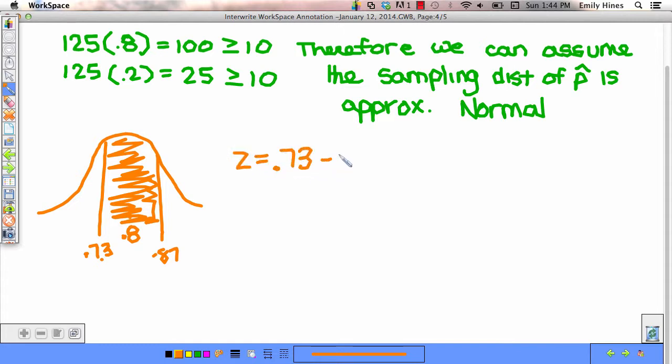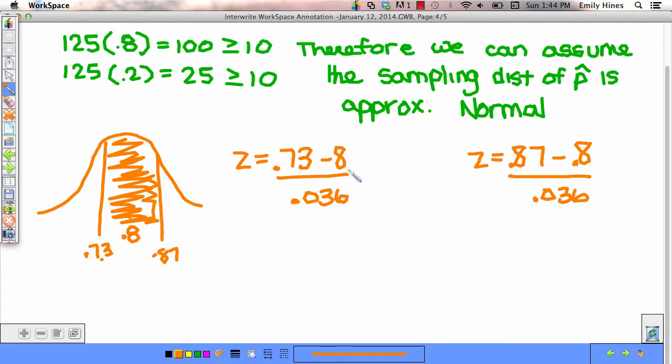So I say z equals 0.73 minus the mean. It's always actual minus the mean divided by my standard deviation, which is 0.036. And over here I say z equals 0.87 minus 0.8 divided by 0.036. And notice that these are actually going to be the same z-score, but this one will be negative and this one will be positive.